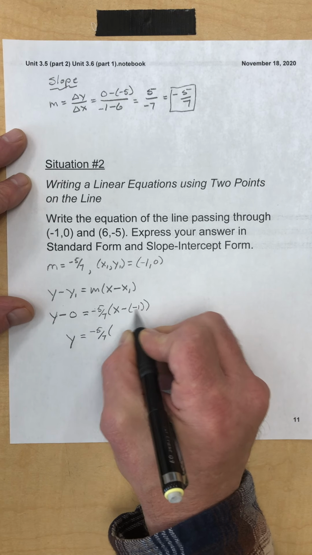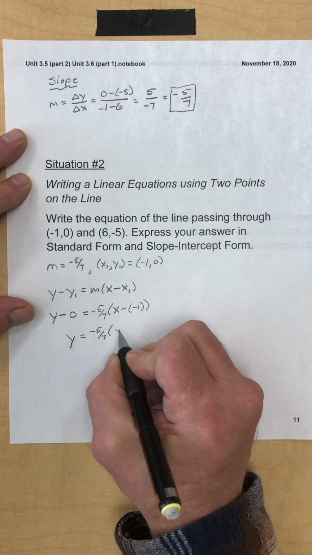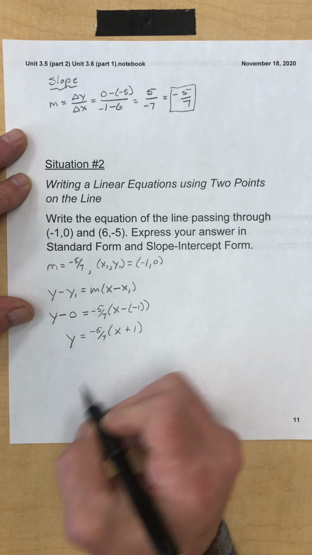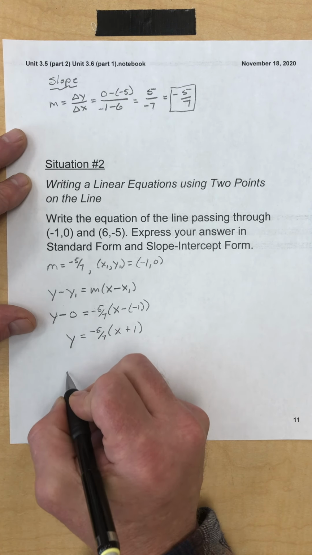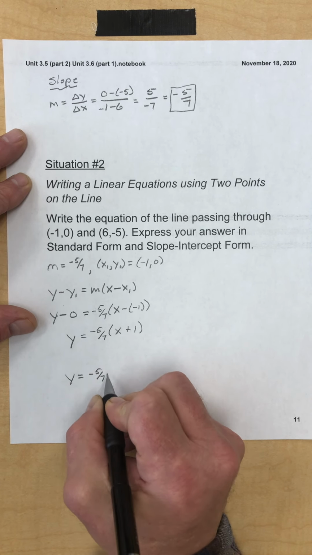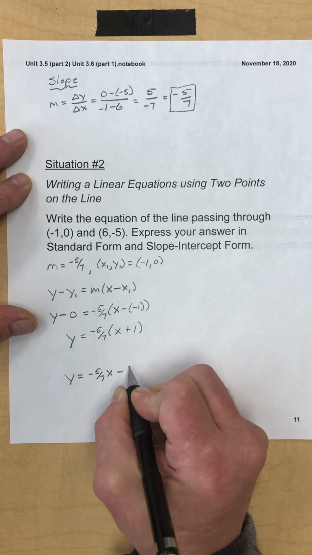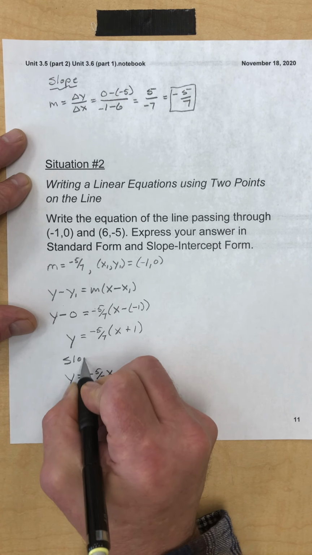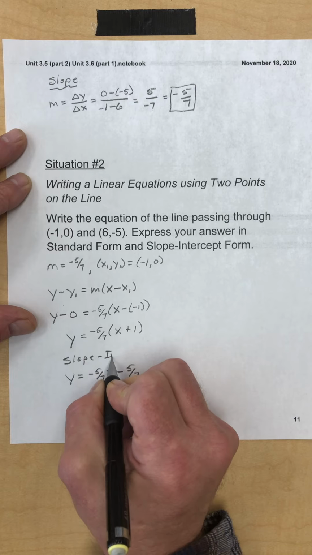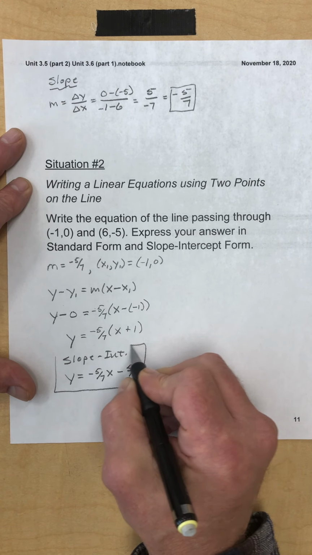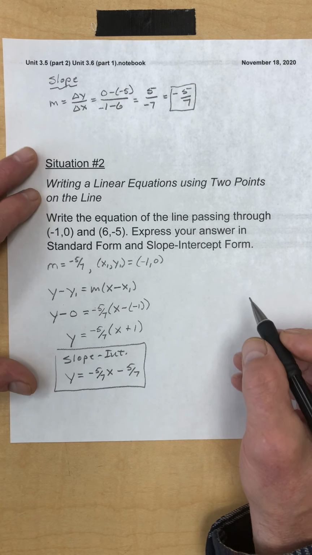Now inside I've got a double negative, so I want to get rid of that and write it as x plus 1. And then all I have to do is distribute the -5/7. So we get y equals -5/7 x minus 5/7, and that is your slope-intercept form. Once again, anytime it's y equals, that's slope-intercept form.